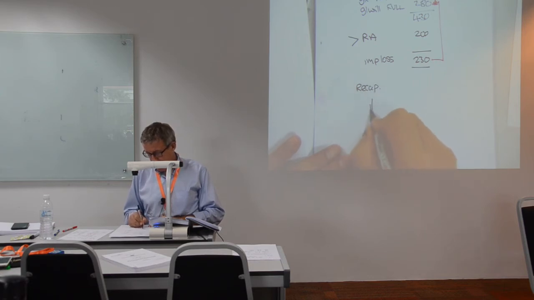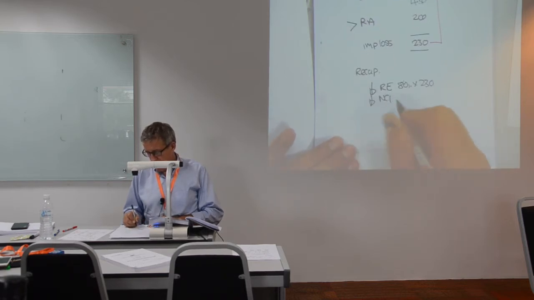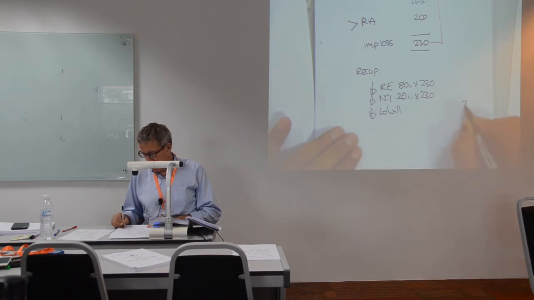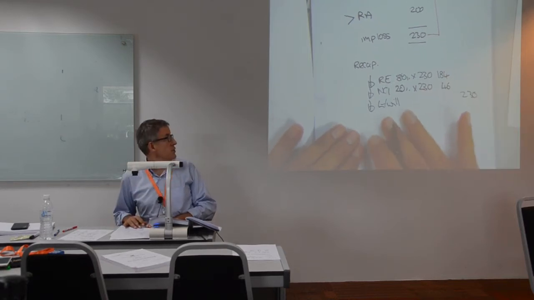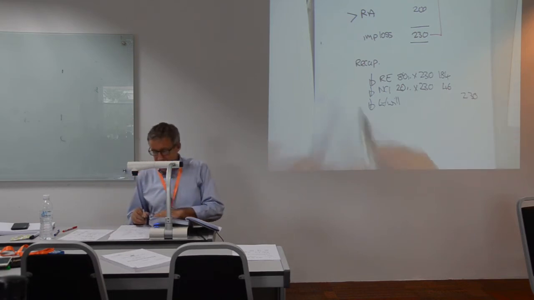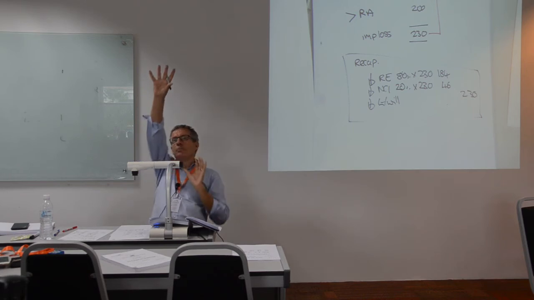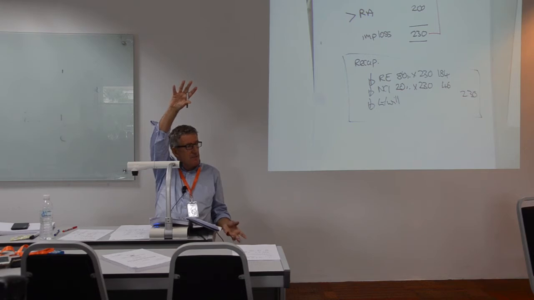As a recap, you're reducing your retained earnings by 80% of the 230. You are reducing your NCI by 20% of the 230. And you are reducing your goodwill by the 230. Those of you who love your debits and credits understand exactly what is going on there. Whatever you take away from the top, goodwill is coming down by 230, is the same amount that you take away from the bottom.